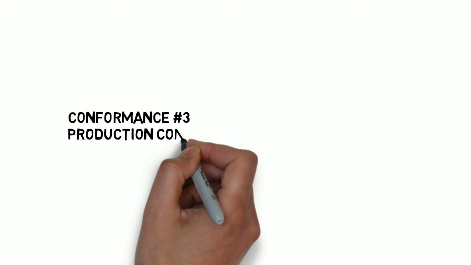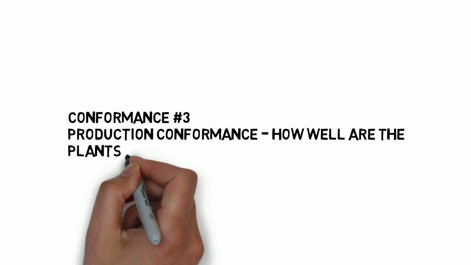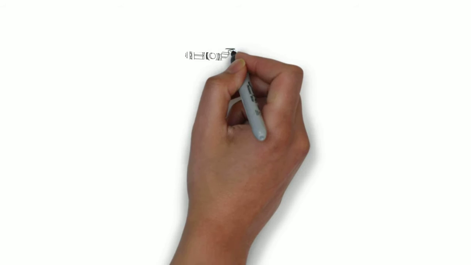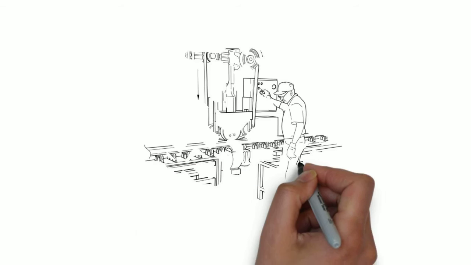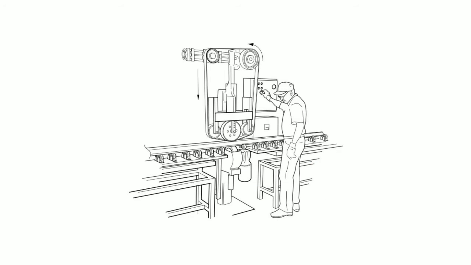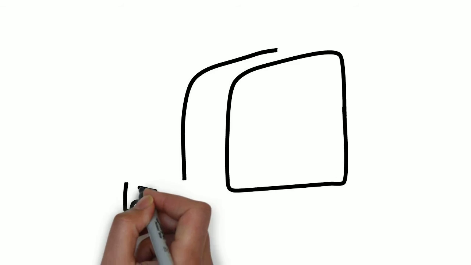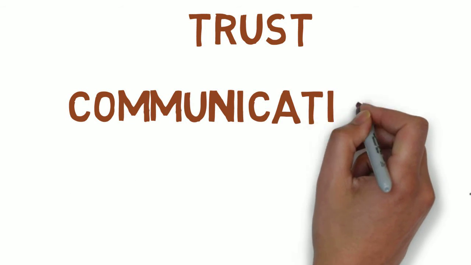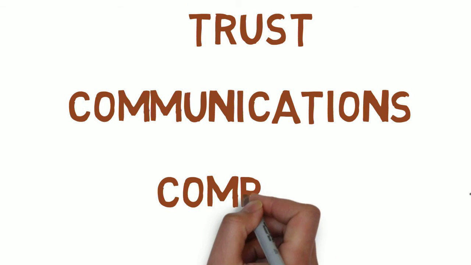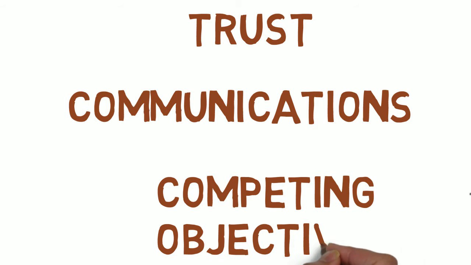Conformance number three was our production conformance, and this measures how well the plants are producing to our plan. All the tracking and improvement of signals and plans were great, but our ability to execute flawlessly at the plants ultimately determined if we could be successful. We started measuring absolute production at the SKU mix level, highlighting chronic issues such as lack of trust in the forecast, communication breakdowns, and competing objectives across teams. Once we could use metrics and hard facts to align our teams and hold all parties accountable for producing to a plan, production accuracy improved.